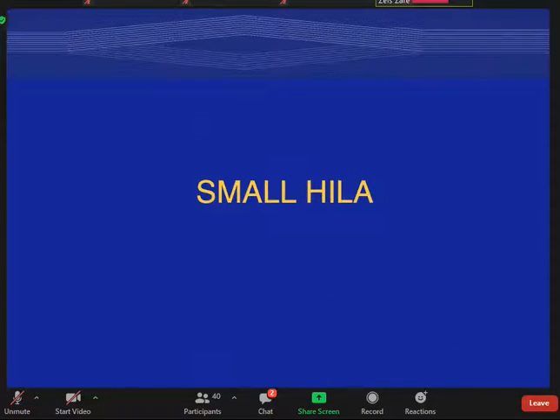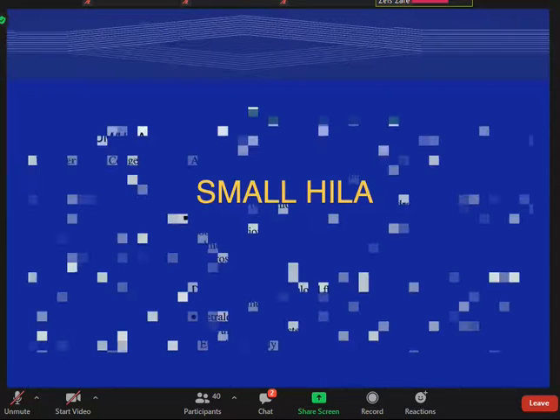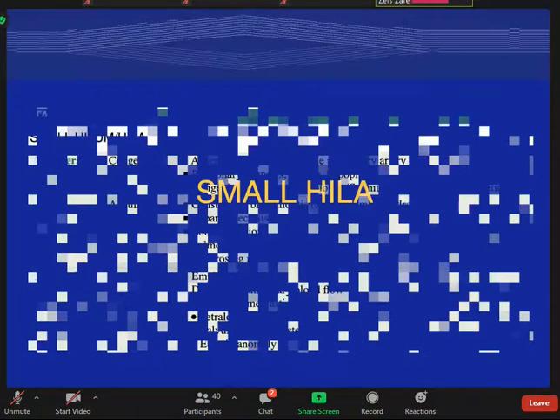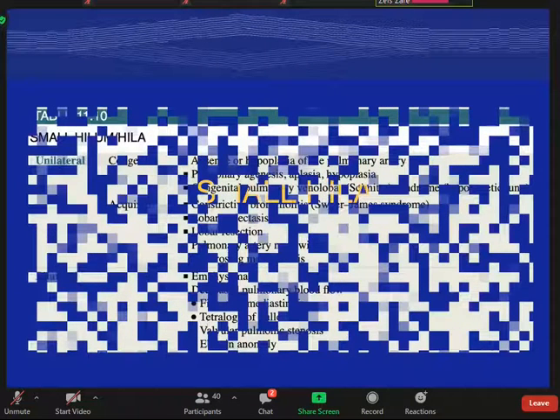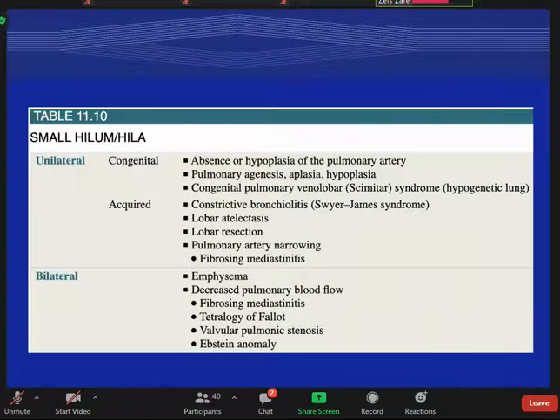So for the last part of my report, we'll discuss small hila. Small hilum or hila can be unilateral or bilateral. Unilateral causes can be congenital, like absence or hypoplasia of the pulmonary artery, pulmonary agenesis, aplasia, hypoplasia, scimitar syndrome. It can also be acquired, such as in Swyer-James syndrome, lobar atelectasis, or lobar resection.